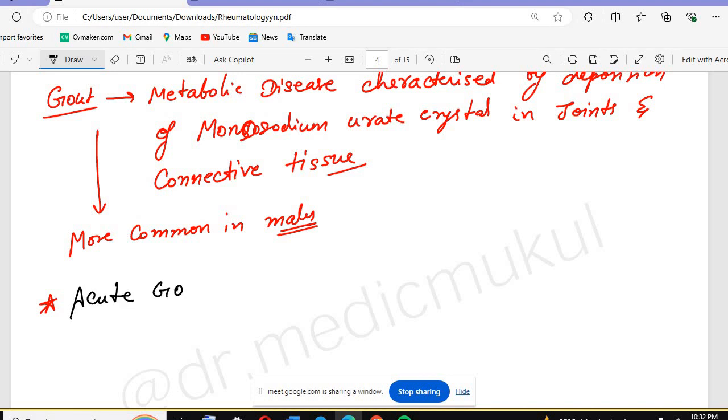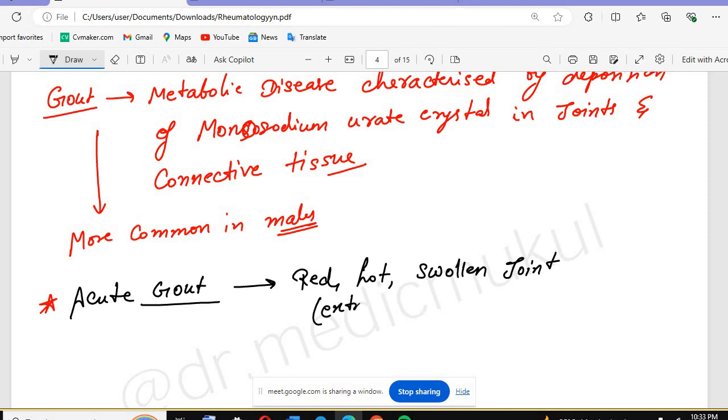So in acute gout, you will see the patient would have a red, hot, swollen joint. The joint would be swelling, there would be redness, and the patient will feel it hot to touch. If you do the examination, it will be extremely tender on examination.